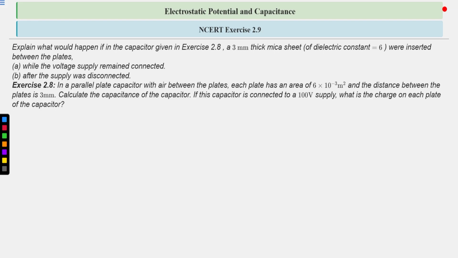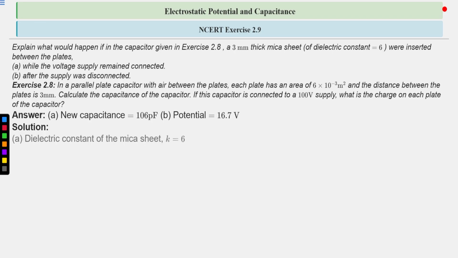So this is the question, and the answer is new capacitance is 106 picofarad and potential is equal to 16.7 volt. Solution. Dielectric constant of the mica sheet is given, K equal to 6. Initial capacitance we also calculated in exercise 2.8. Initial capacitance with air between its plates we calculated as 1.771 into 10 to the power minus 11 farad.